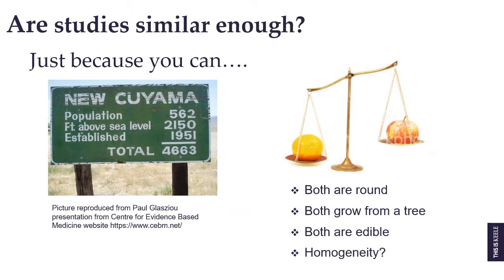So we need to consider how meaningful it is to combine the results, to combine the studies. It's not always just because there are numbers that you can combine them, but also, just because something looks similar in some ways, is it similar enough to give you useful information about the answer of the review?